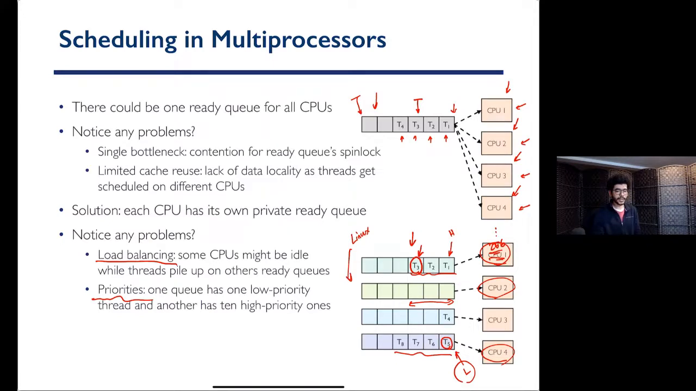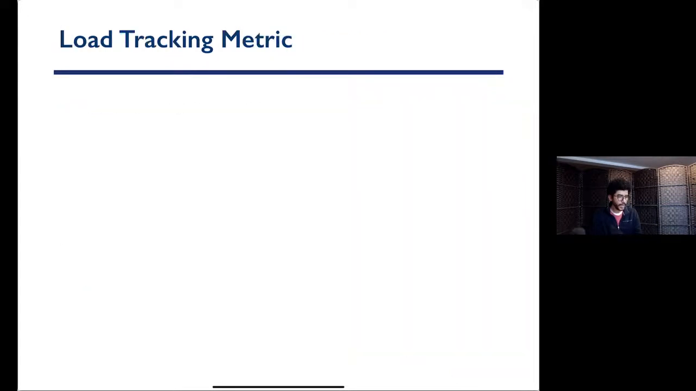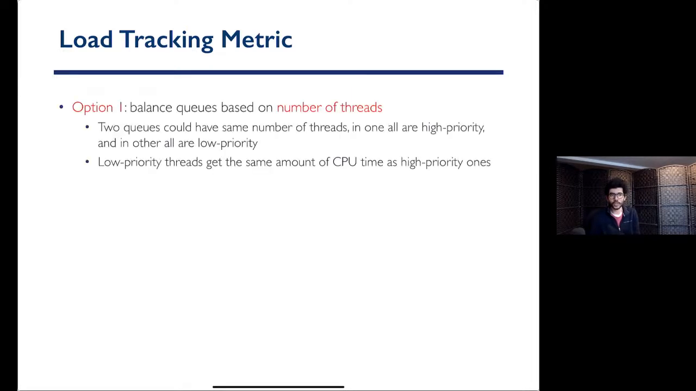So now we'll see how this is going to be extremely difficult. You might think that this is easy to do. You'll soon see how difficult this is. Okay. Now, in order for you to load balance, you need to have a metric for load. What is load? As I mentioned, option 1 is to just look at the number of threads. How many threads are waiting? And the difficulty with this is that you're going to ignore priorities. So the situation that I described in the previous slide is going to happen.